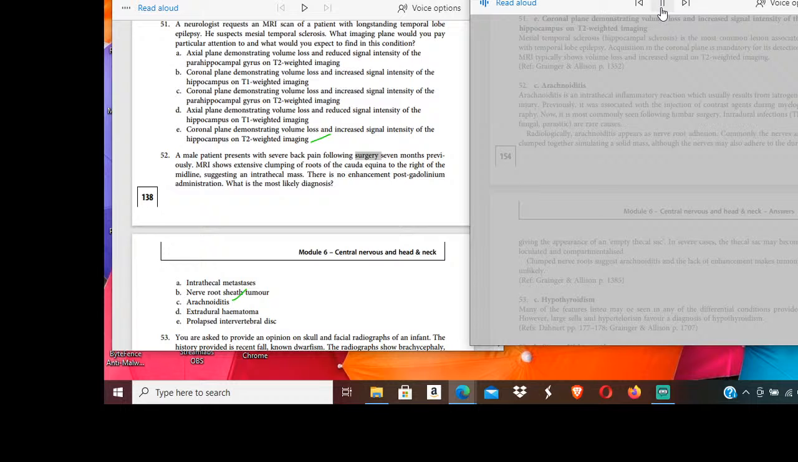51. E. Coronal plane demonstrating volume loss and increased signal intensity of the hippocampus on T2-weighted imaging: mesiotemporal sclerosis. Hippocampal sclerosis is the most common lesion associated with temporal lobe epilepsy. Acquisition in the coronal plane is mandatory for its detection. MRI typically shows volume loss and increased signal on T2-weighted imaging. Ref. Grainger and Allison, page 1000.